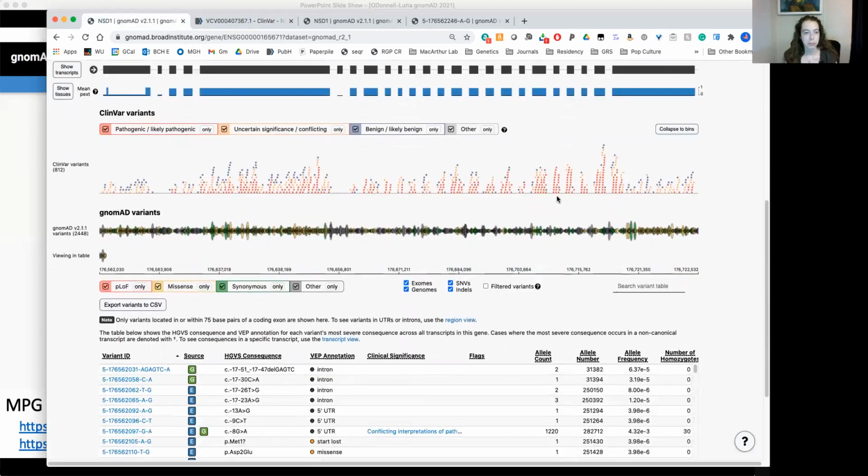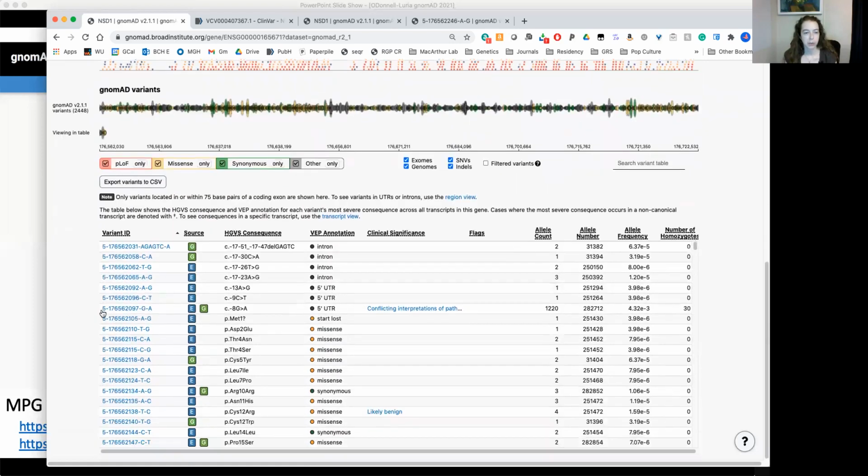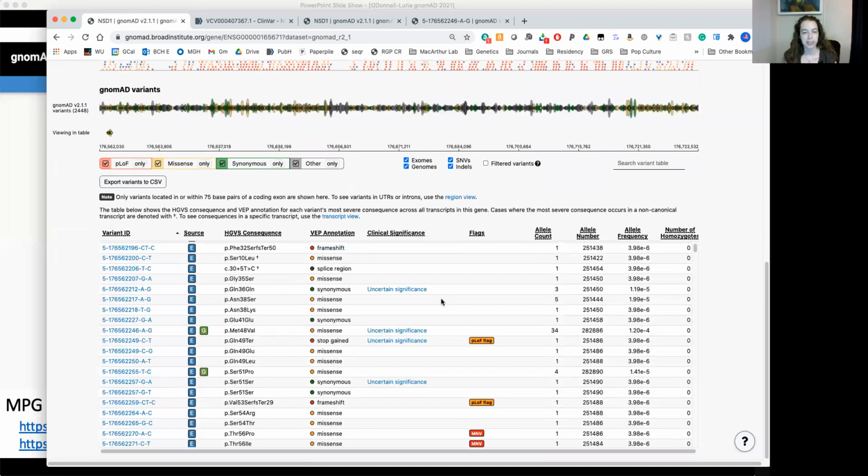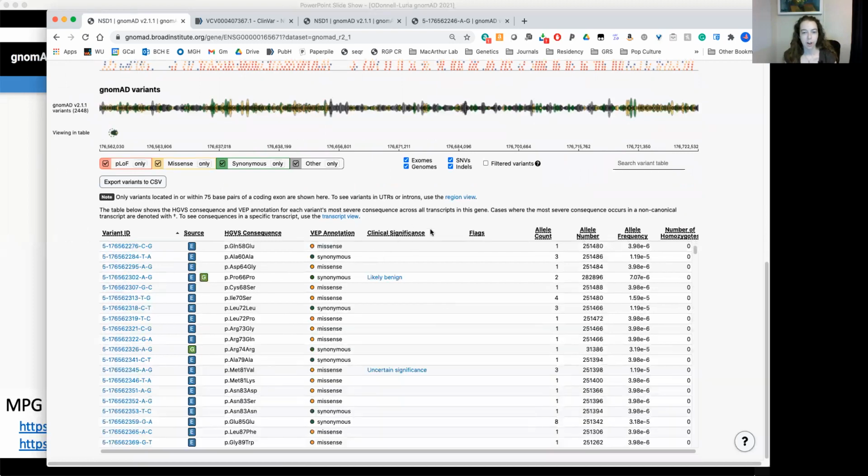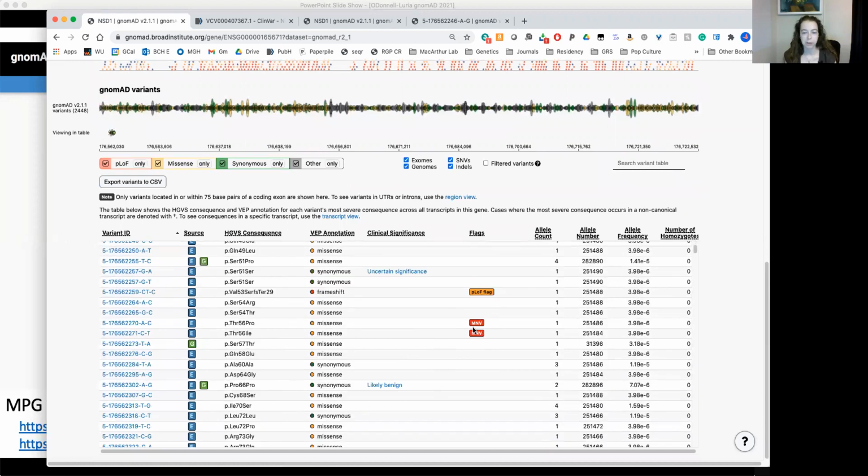Okay, so as we scroll down, this is a track of all of the gnomAD variants with the height representing how common the variants are. As we go further down, we basically get to a list of all of the variants seen in this gene. There's a column for clinical significance. There's a column for flags if there's some concern about this variant. It's highlighting this as a multinucleotide variant. There is the allele count, the number of times this variant is seen in the call set.